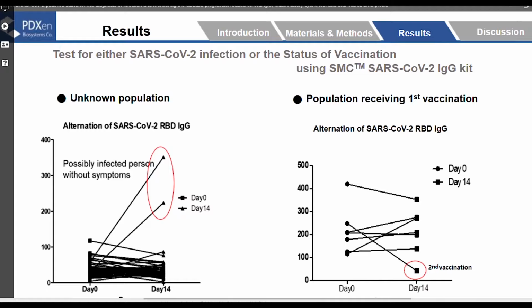The other population received the first vaccination. At day 0, after vaccination, we collected saliva, and after 14 days we collected saliva again. Only one person had a dramatically lower level. I asked them about this data, and they said they were ready for the second vaccination. So we can check that person again later.